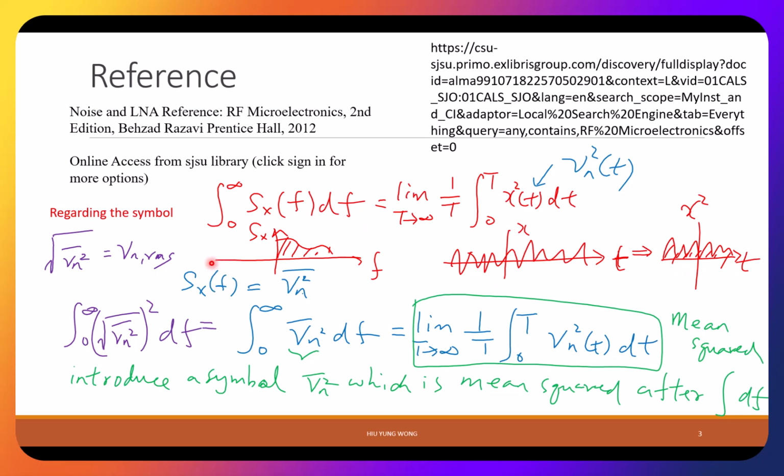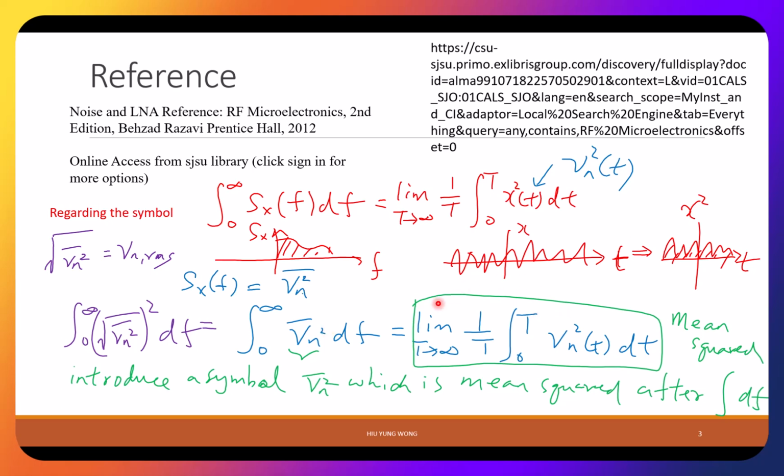Now, we say that Sx of f, which is the PSD, the power spectral density, we can write as Vn squared bar. Why do we write it with this symbol? I just substitute Vn squared bar into Sx. I call it Vn squared bar because now I worry about the voltage noise instead of In squared. N means noise. So just a pure substitution, they are exactly the same. So this is just the integration of this area.